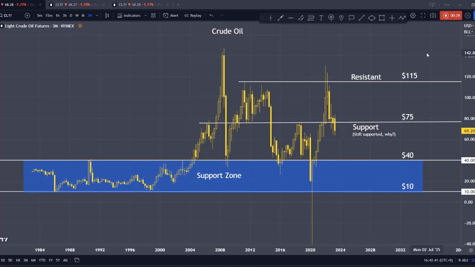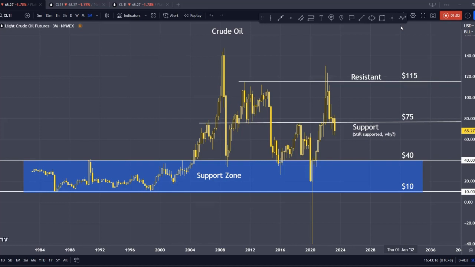Based on our studies, we identified that the support zone for crude oil is between about 10 to 40 US dollars. And based on the current price right now, it's unlikely to retest this 40 US dollars anytime soon. If it's supported at 75 US dollars, the next major hurdle or resistance will be at 150. And if it ever broke above 115 US dollars, the crude oil will likely continue to rise. And this is what we're going to do.